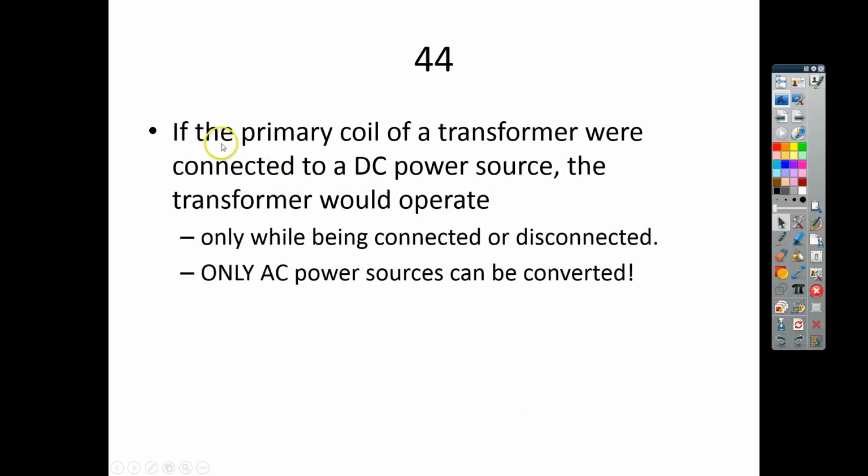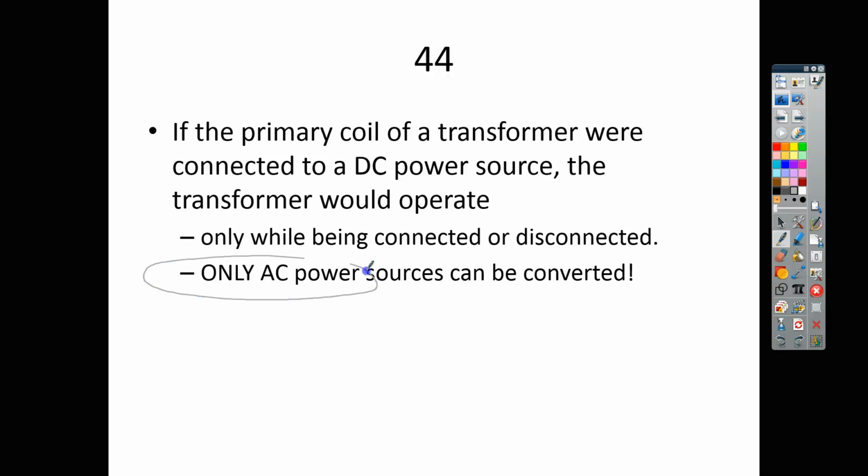For number 44, if the primary coil of a transformer were connected to a DC power source, the transformer would only operate when you're connecting or disconnecting it, because the key here is only AC power sources can be converted. And the only way to make DC into AC is to connect and disconnect it. It's kind of a goofy way of doing it, or a goofy way of thinking about it.